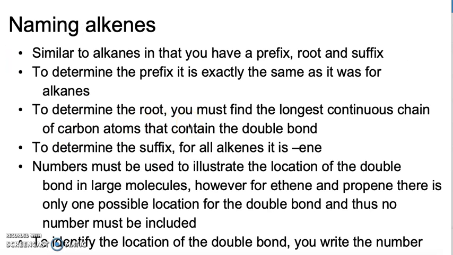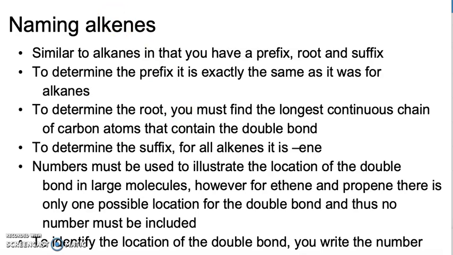Okay, so when it comes to naming these, your rules are super similar to what they were for alkanes. We're still going to have 3 parts: the prefix, the root, and the suffix. Each part is still telling us the same information. The prefix is still going to tell us the size and location of side chains. The root is still going to tell us how many carbons are in the longest chain.